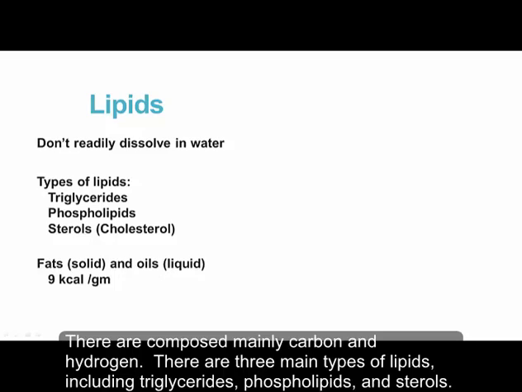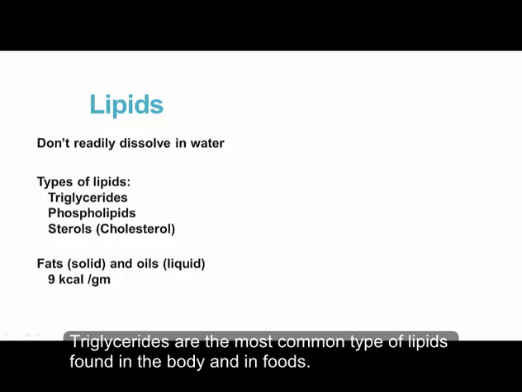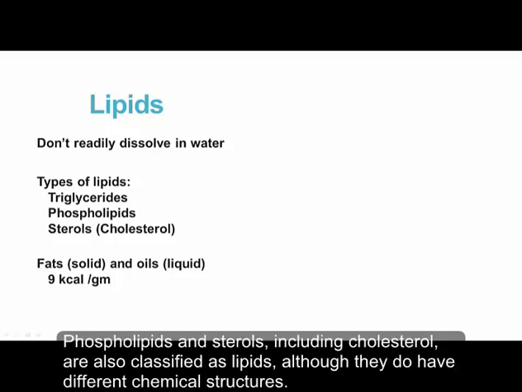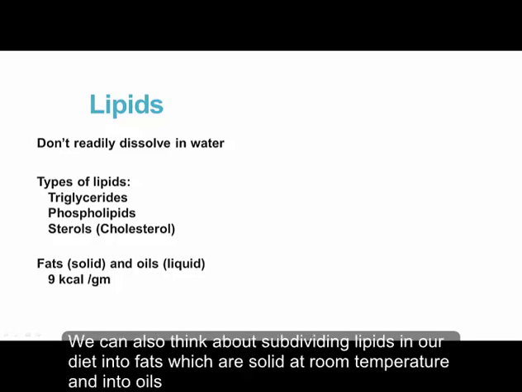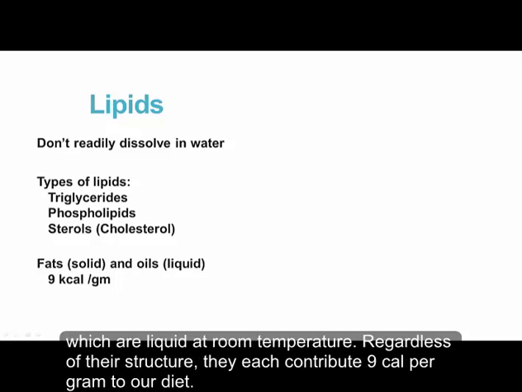And there are three main types of lipids, including triglycerides, phospholipids, and sterols. Triglycerides are the most common type of lipid found in the body and in foods. Phospholipids and sterols, including cholesterol, are also classified as lipids, although they do have different chemical structures. We can also think about subdividing lipids in our diet into fats, which are solid at room temperature, and into oils, which are liquid at room temperature. Regardless of their structure, they each contribute 9 calories per gram to our diet.